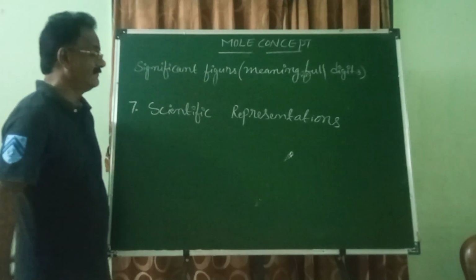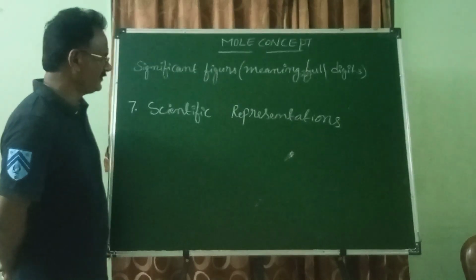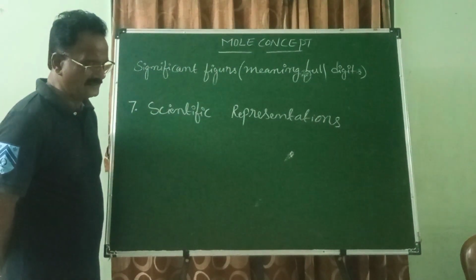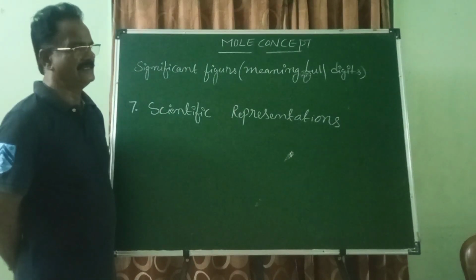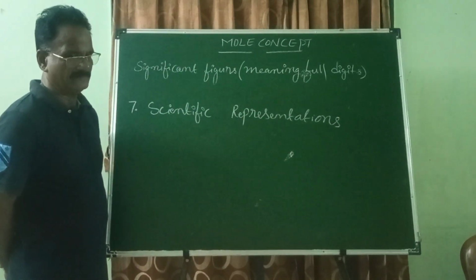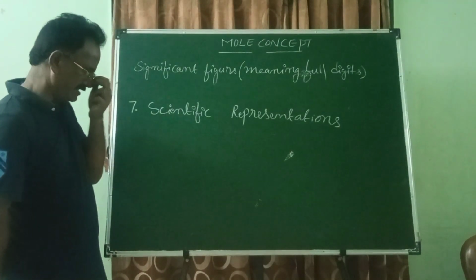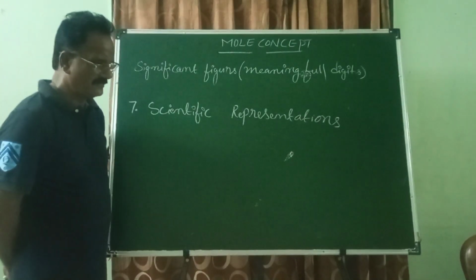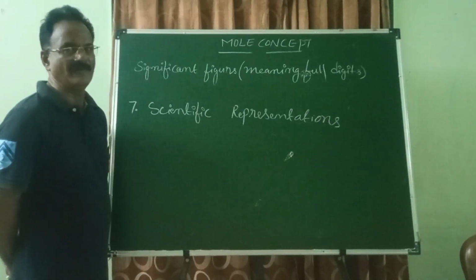The seventh rule of significant figures governs scientific representations. Here, what is meant by scientific representation? If you want to represent a bigger number, then you have to approach a systematic procedure to represent it in a simple manner.